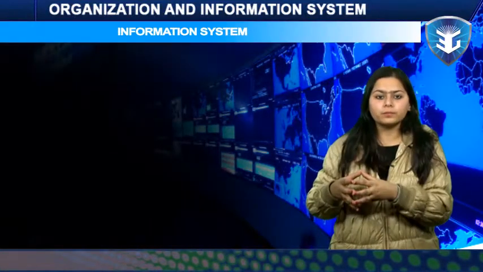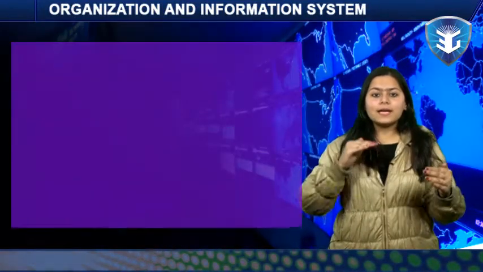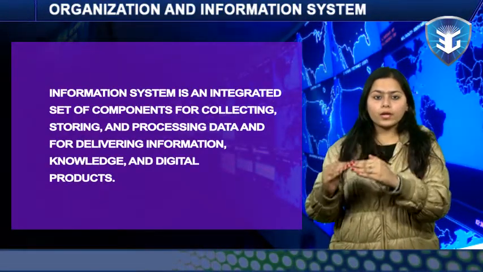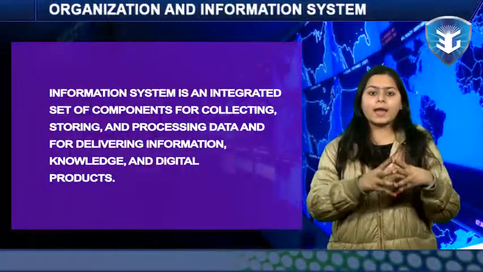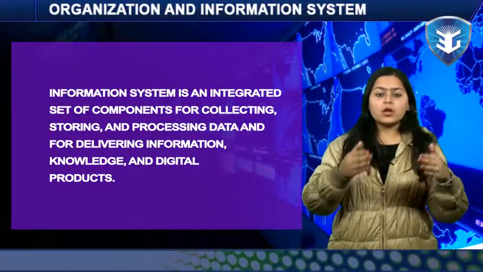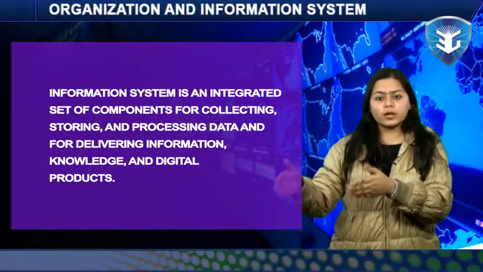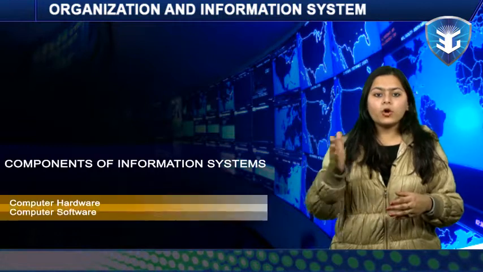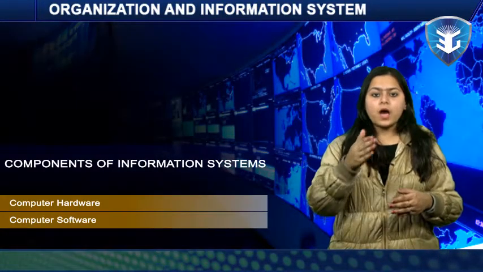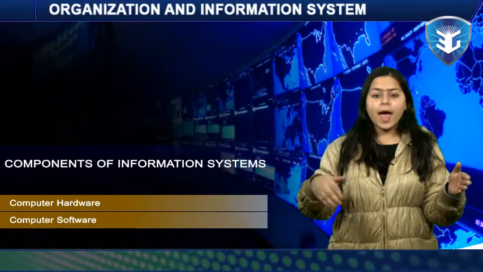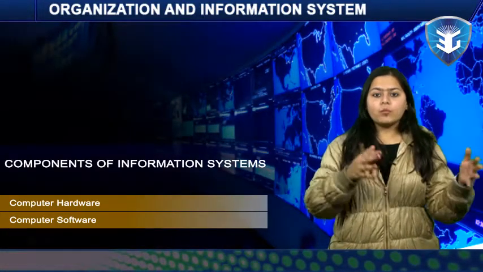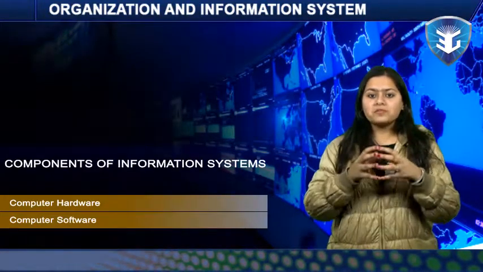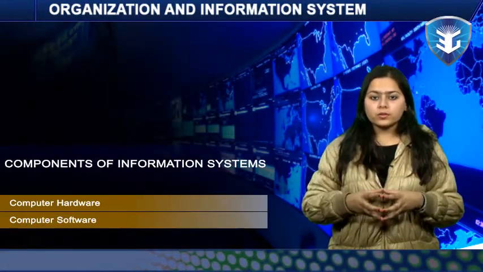Information system. An information system is an integrated set of components for collecting, storing and processing data and for delivering information, knowledge and digital products. Components of information systems. The main components of information systems are computer hardware and software, telecommunications, databases and data warehouses, human resources and procedures.